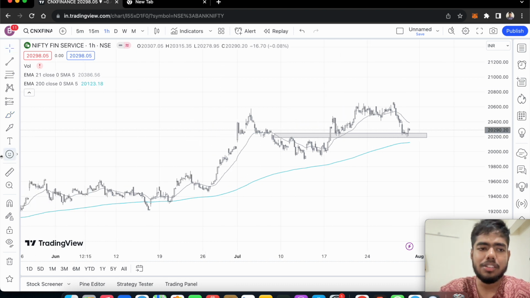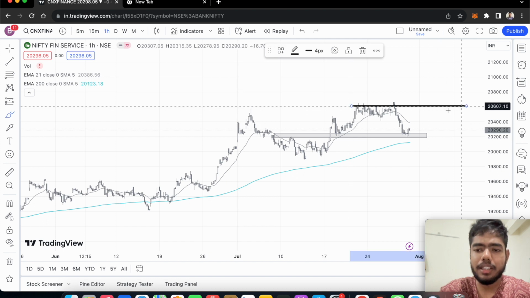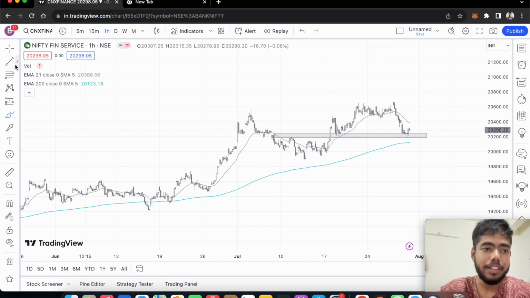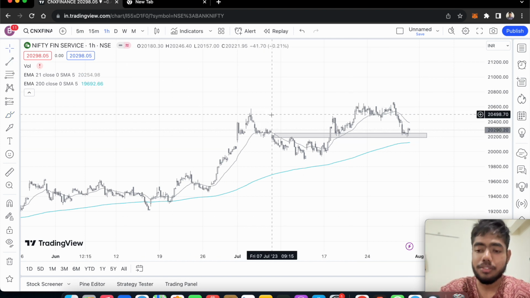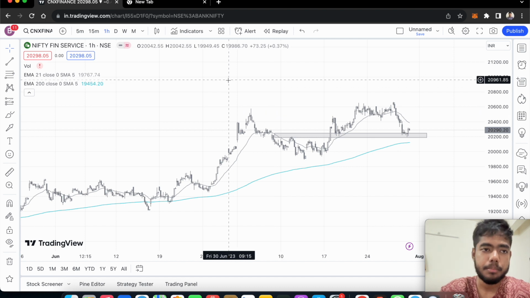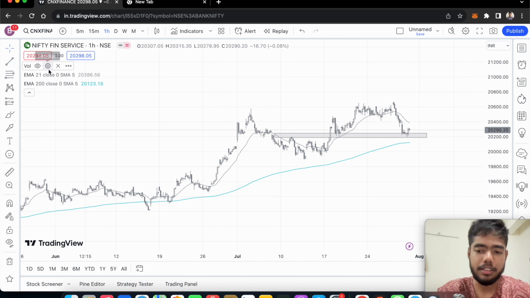But again, the chances of the all-time high getting reclaimed is pretty low, thanks to the fact that the markets have already moved a lot, right? So hope that makes sense to you. Now we have covered Nifty, Bank Nifty, and FinNifty, right?